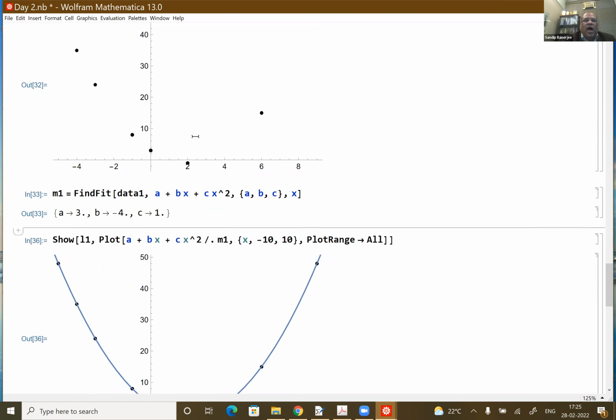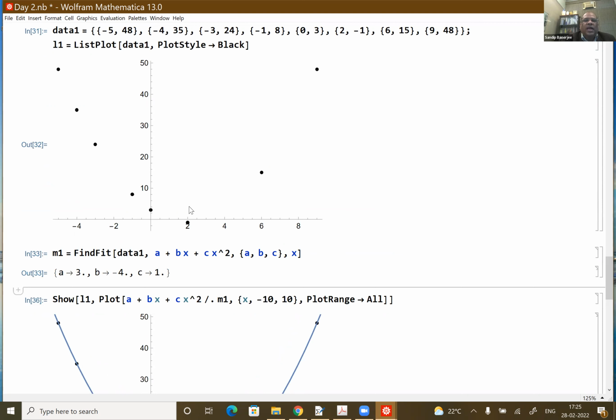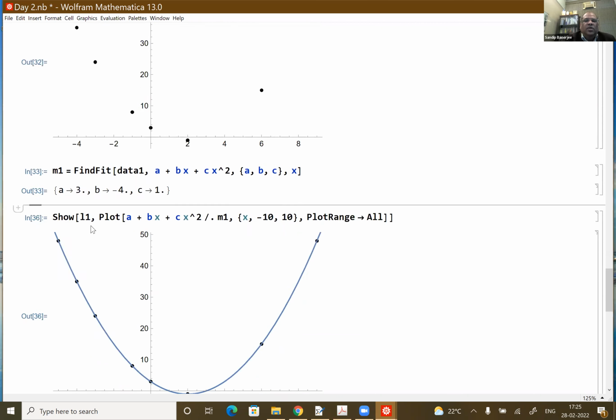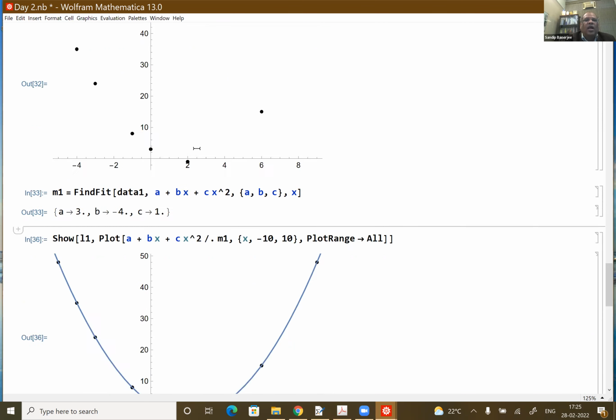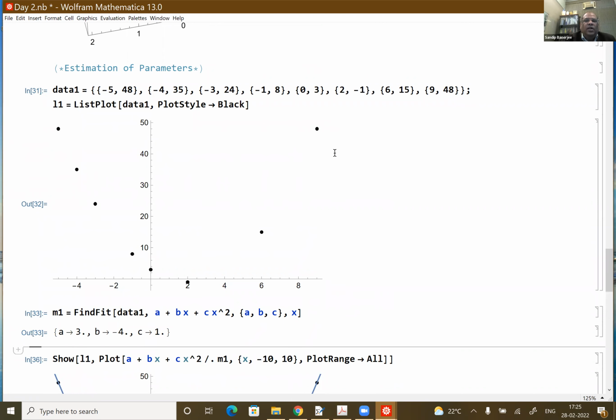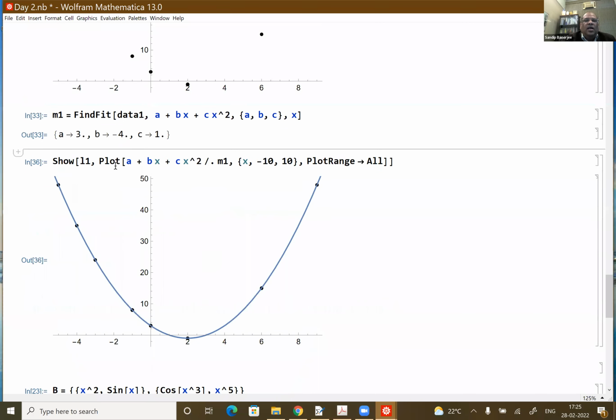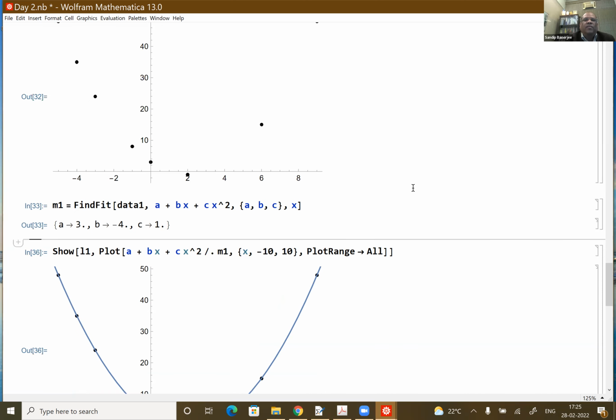Then what I have to do is plot both these points as well as this graph. So that's why I use the command show of L1. L1 is already the plot of these points and the plot of this curve, which it will take from here. When I say from here, it will take the values of a, b, c from here, and then it is plotting from -10 to +10. So you can see it is a perfect fit.